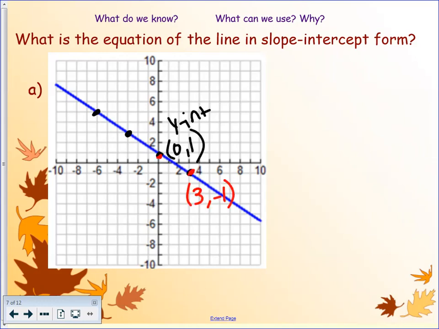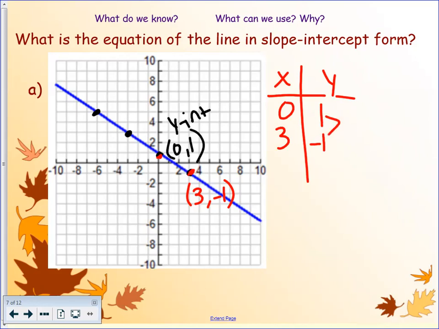All right. So I'm going to make a table this time. Again, it doesn't matter which way you do it, as long as you can find your slope, however way you want it. Just make sure that you are writing your coordinate correctly, unlike what I just did there. So 0, 1, and 3, -1.